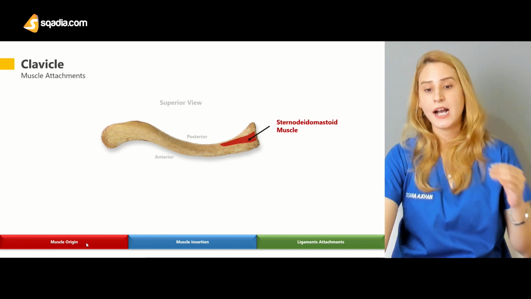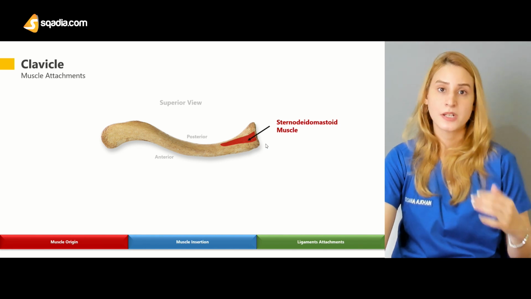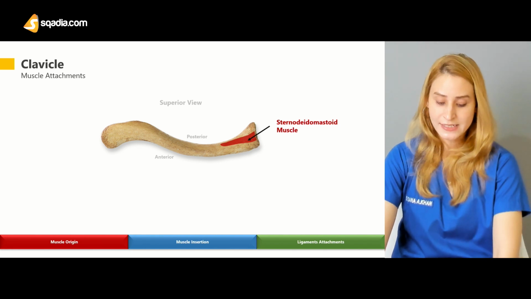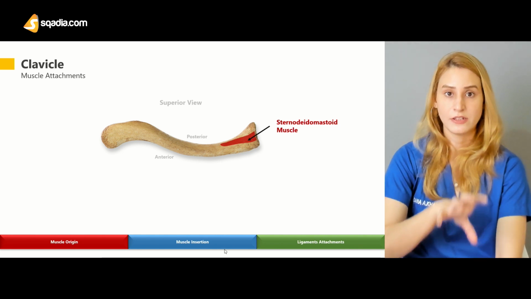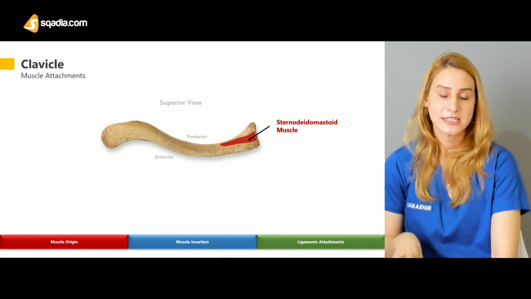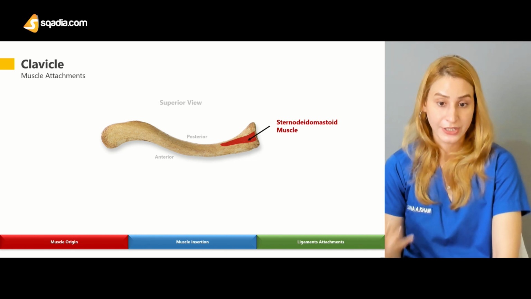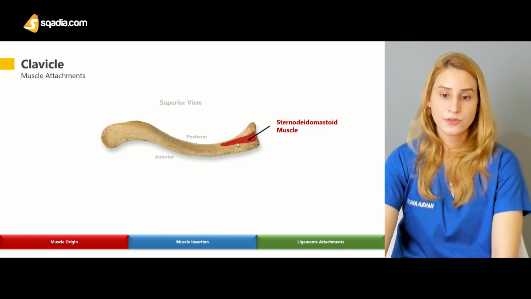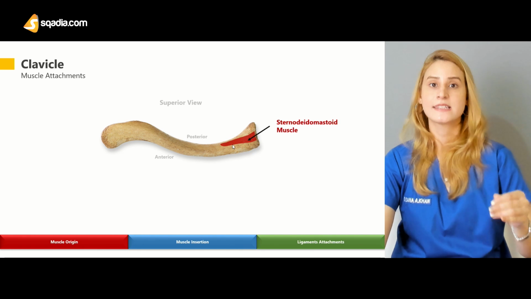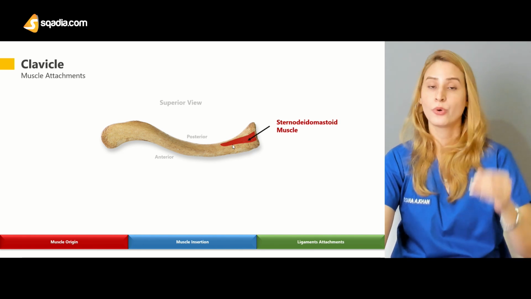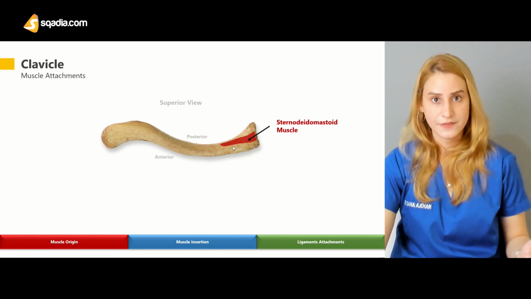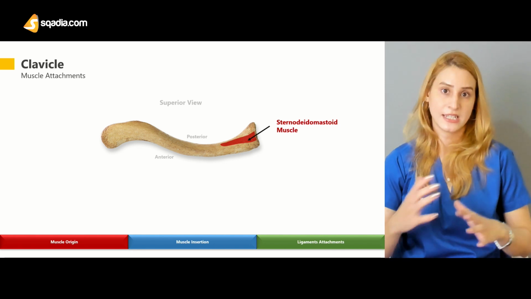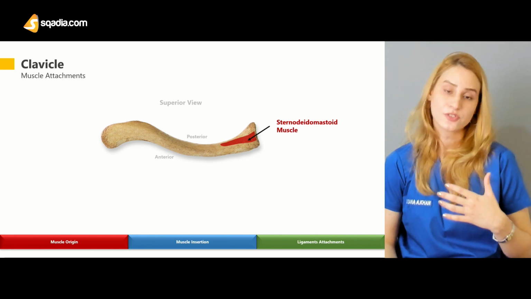You can see I have labeled the muscular origins in red, the blue marking on your screen shows the muscle insertion, and the ligament attachments are in green. So this is the sternocleidomastoid muscle. Its origin is at the medial end of the clavicle, or the sternal end of the clavicle. I'm not going to go into the details of the functions of the muscles. We'll be discussing it entirely in a different lecture.